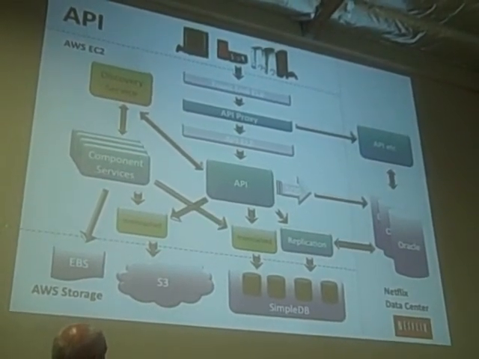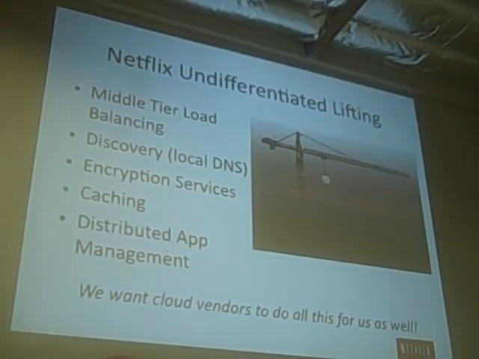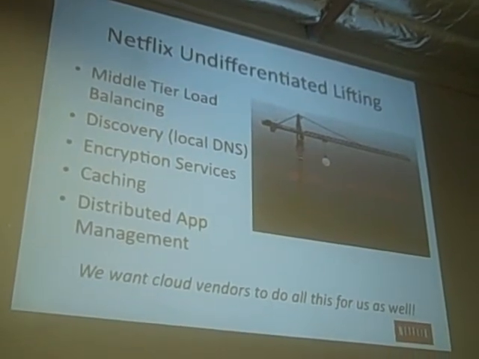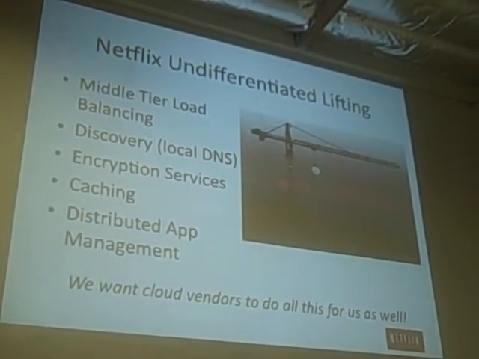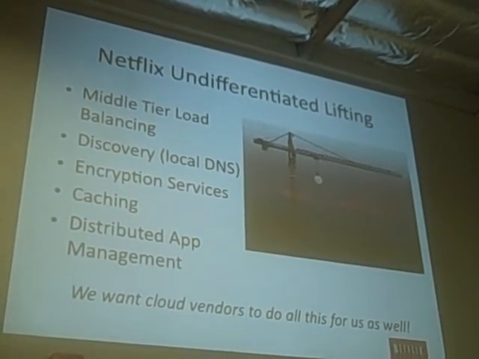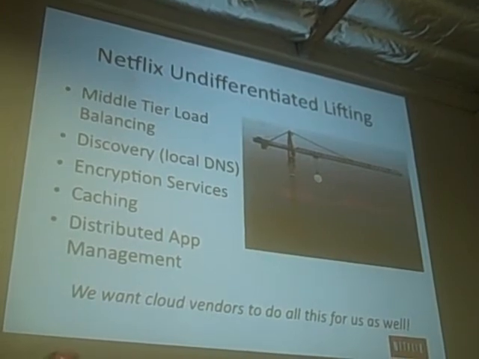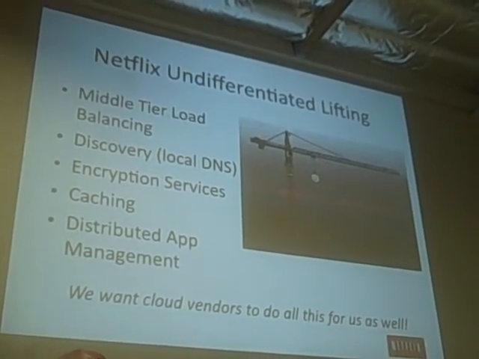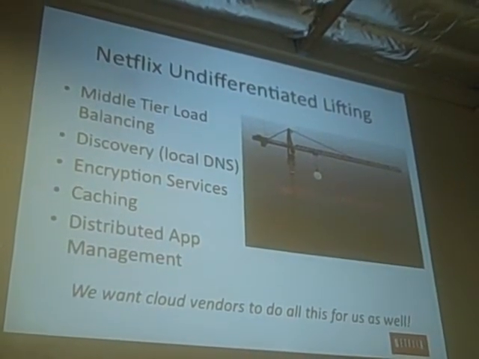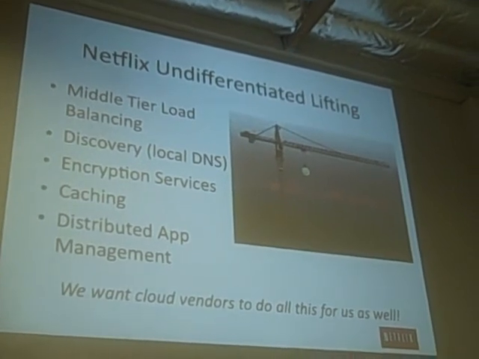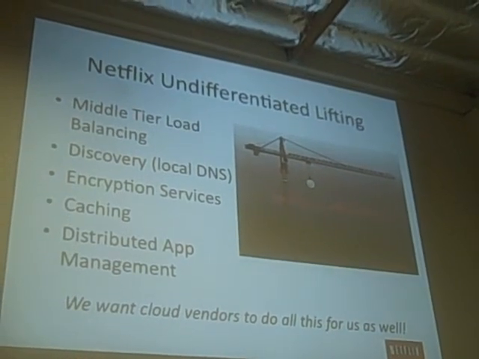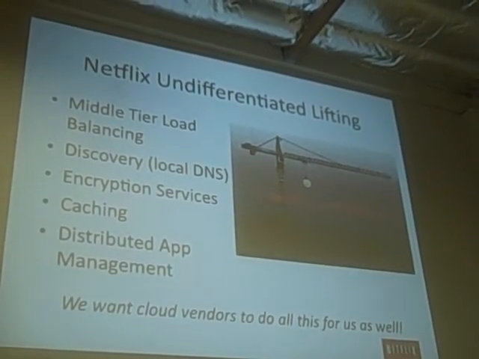Okay, so let's do the next slide. There's a bunch of stuff in that architecture which we regard as undifferentiated heavy lifting that we're still having to do. And this is our list of things we'd like Amazon or other cloud vendors to do for us. We don't really want to have to do middle tier load balancing ourselves. It should just be there, and we keep asking Amazon for that. This local DNS, we had to build our discovery service. There's encryption services, key management, things like that. We had to put our own caching tiers in, and distributed app management, just tracking all these services, all those kinds of things.